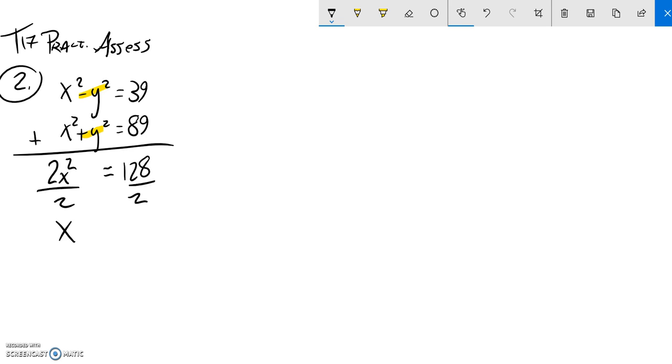Keep going to solve from here. Divide both sides by 2. x squared equals 64. So x equals, and I know you know that it equals 8, but it also equals negative 8. So think about both those cases. x could be 8 or negative 8.